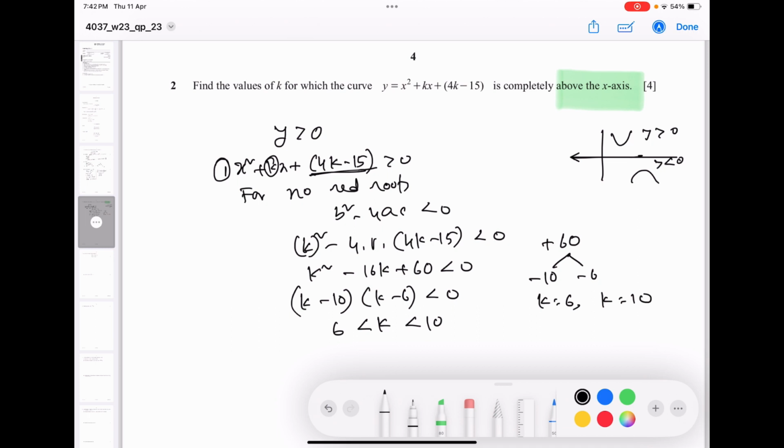We can think of it this way: if we draw a quadratic graph with 6 and 10, and since it is less than, you shade this part and you can write 6 less than k less than 10. So fine, this is the answer for this question. It's 4 marks.